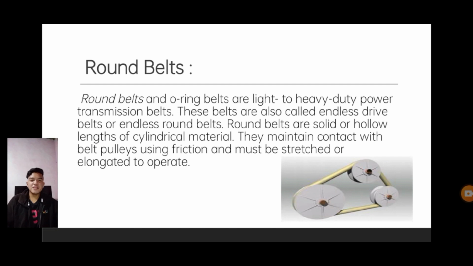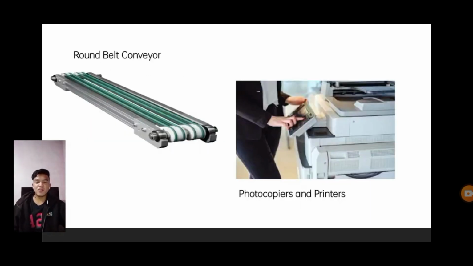The next type of belt is also known as the round belt. Round belts and O-ring belts are light to heavy duty power transmission belts. These belts are also called endless drive belts or endless round belts. Round belts are solid or hollow lengths of cylindrical material. They maintain contact with the pulley using friction and must be stretched or elongated to operate. Round belts and O-ring belts are commonly used in typical power transmission applications such as round belt conveyors and packaging machinery. They are also used in photocopiers, printers, and imaging equipment.